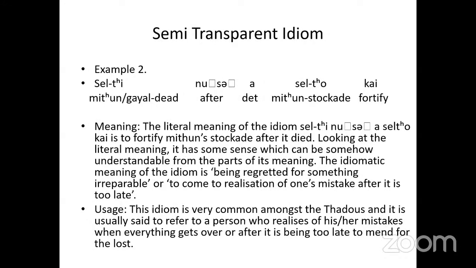Sail means mithun, that is guile. Thi means that, that mithun or guile means that guile or that mithun. Nung sang means after or a determiner, and sail to, sail means mithun, and then to is stockade, and kai means fortify. The literal meaning of the idiom sail thi nung sang a sail to kai is to fortify mithun stockade after it died. This is the literal meaning.